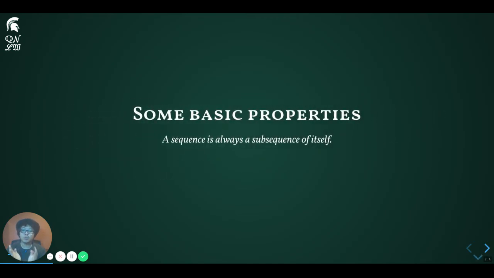Next, we describe some basic properties of subsequences. First, every sequence is a subsequence of itself. This is similar to how every set is a subset of itself. To realize this subsequence, we can take the selection function n sub k to be equal to k. Thus, the first term of the subsequence will be the first term of the original, the kth term of the subsequence will be the kth term of the original, and so on.